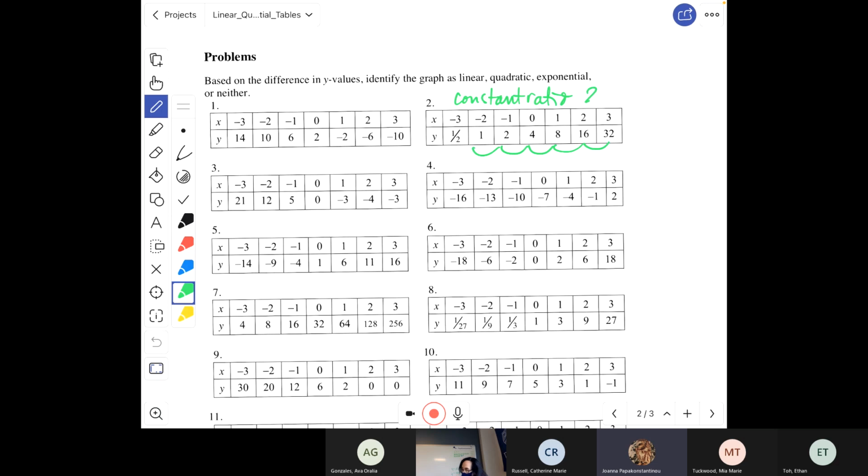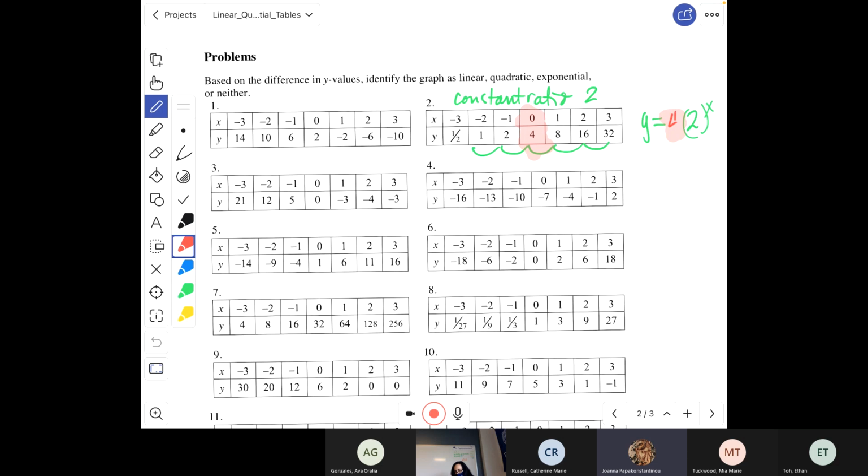What is the constant ratio? 2. Okay, so if I'm writing the rule, where does that appear? That appears as the base of your exponent. But remember, there's a little a value in front. Where do I get that a value? When x equals 1, y equals 2. There's my rule. It's that easy. Okay?